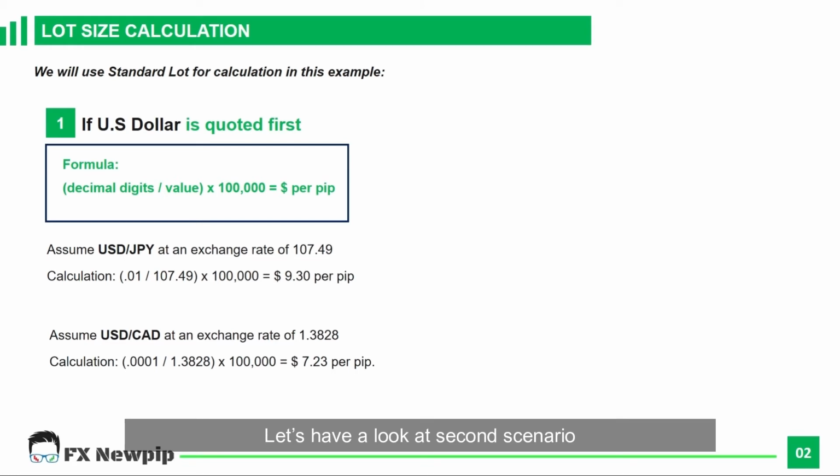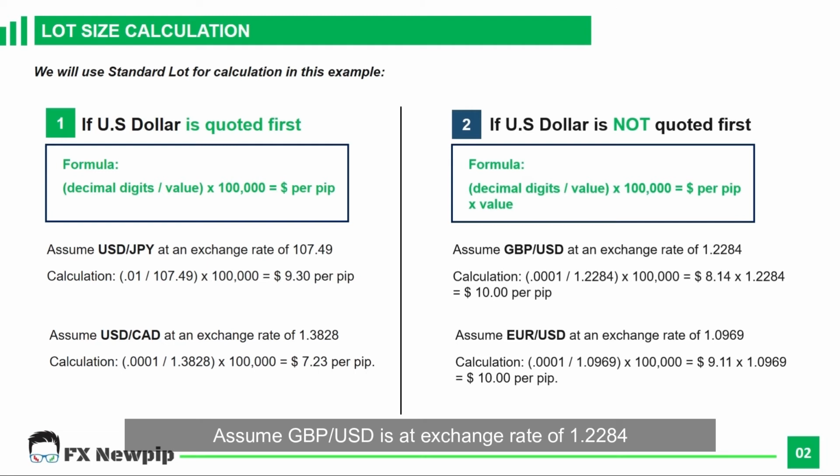Let's have a look at the second scenario, when the US dollar is not quoted first. For example, pairs like GBP/USD, EUR/USD, AUD/USD, and so on. Assume GBP/USD is at an exchange rate of 1.2284. The calculation is 0.0001 divided by 1.2284 and times 100,000, equivalent to $8.14, and take $8.14 times back the value of 1.2284, which will bring you a total value of $10 per pip.